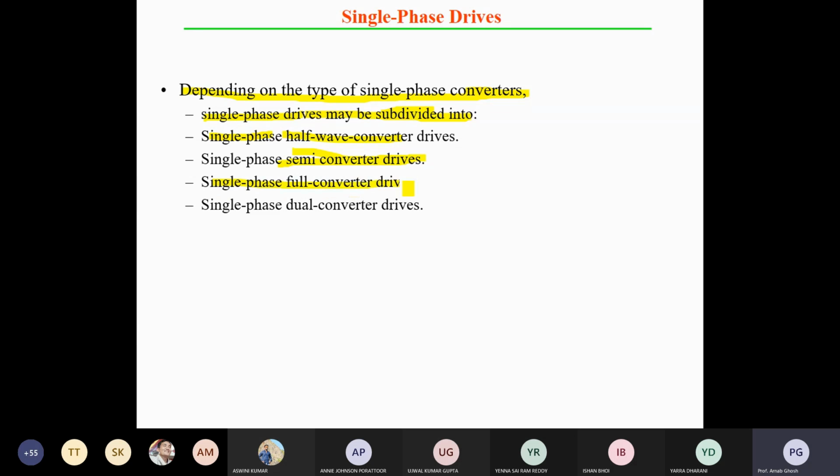Single phase full wave drive means you can control both of the cycles. And finally the dual converter. Dual converter means, in all those cases, half wave, semi converter, full converter, if you are using controlled switches without any anti-parallel diode, braking is not possible for single phase full wave converters also. That's why we should go for the dual converter. Okay, single phase full wave dual converter. In this case braking as well as motoring, both conditions may be possible.